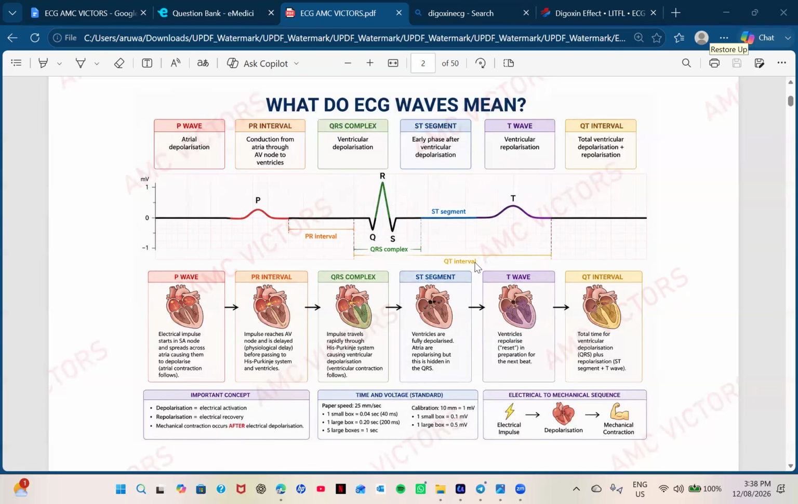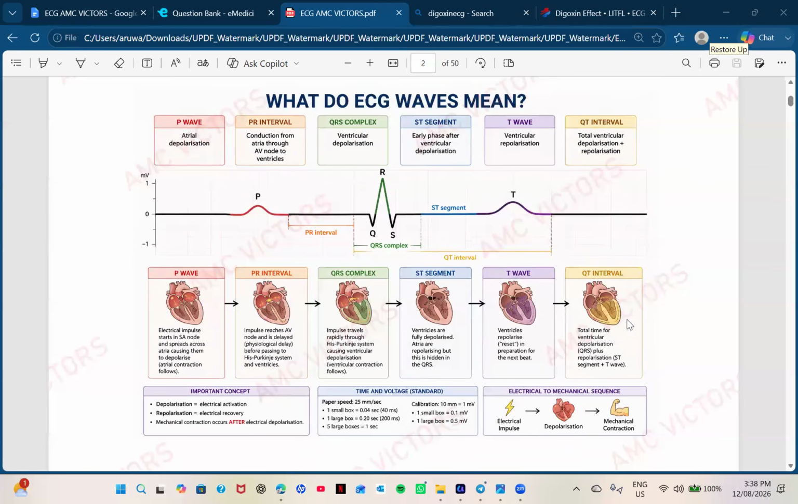If a P wave is missing, you can understand. What happened? The atrial depolarization did not happen, right? That is if the P wave is missing. So you can think according to that.